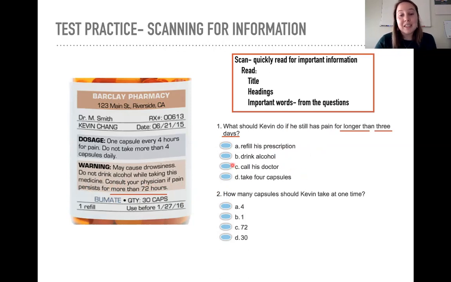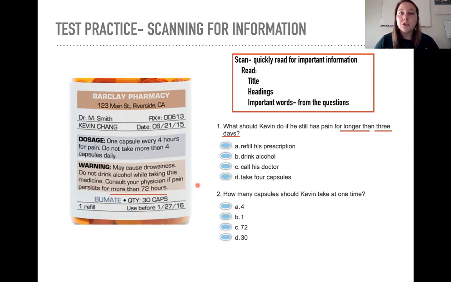Good, it would be C, call his doctor. He needs to talk to his doctor because if the pain lasts longer than 3 days. Good. So that still took a little bit of time, but you didn't read everything. Especially when you're reading in a second or third or fourth language, when you're reading in English, it can be hard to hold all of the information in there.